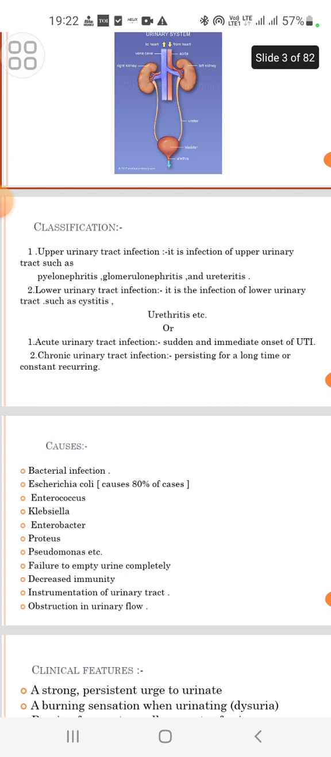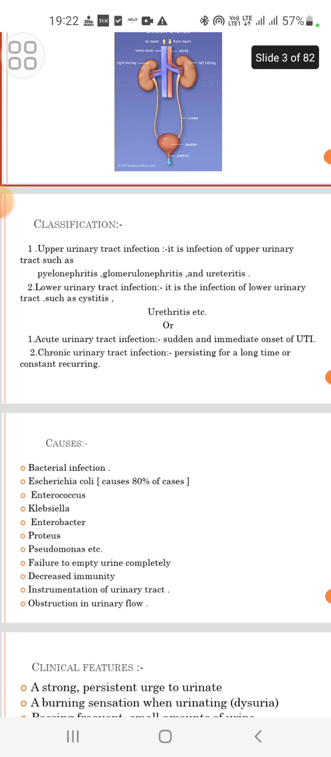And with that, other etiological factors also lead directly or indirectly to UTI, urinary tract infection, like failure to empty the urine completely. In certain conditions, the person is not able to empty the bladder properly. In that case the urine gets accumulated there, the bacteria multiply, and that causes destructive changes, infection, and thus it happens.